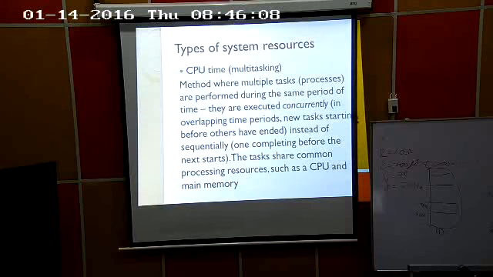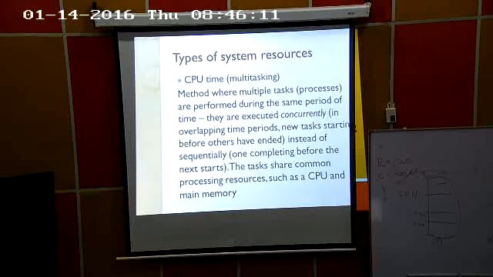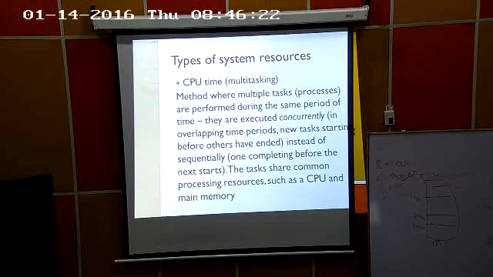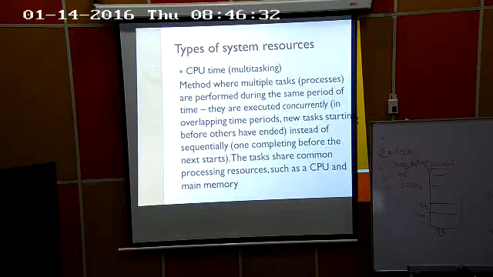One type of system resource is your CPU time, your clock. Your clock processes the signal in your chip or your motherboard. It is to do multitasking. The main function of CPU time is to allow multitasking to occur in your computer. Multitasking is done by your processor.